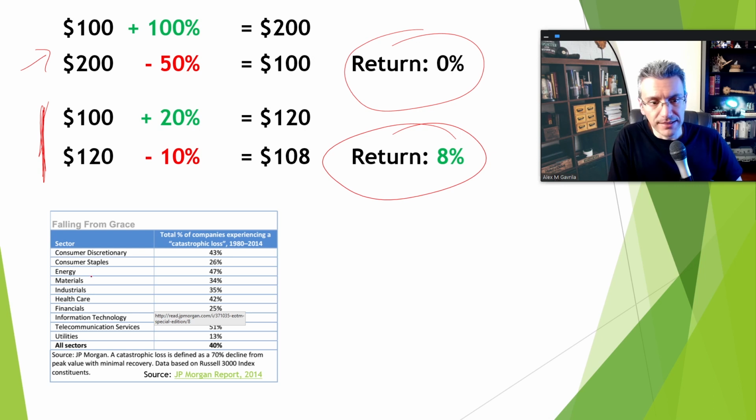So they looked at all of these different sectors, and what they found is that over that 35-year period, on average across sectors, 40% of companies had a catastrophic loss that they defined as a decline from peak of 70% or greater with minimal recovery. Now, this becomes incredibly important when you're looking at stock market returns, specifically stock market losses, for you to be able to break even. So it's important to understand how these percentages work, right?